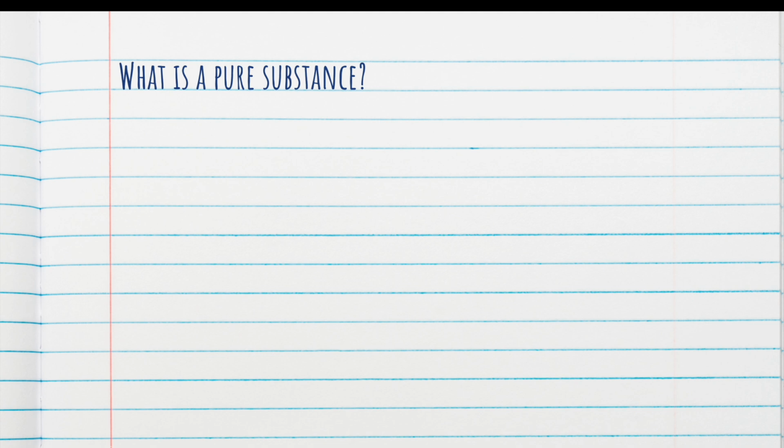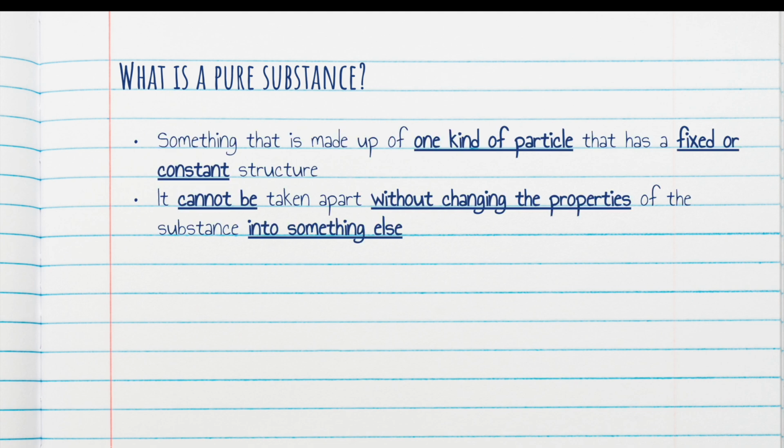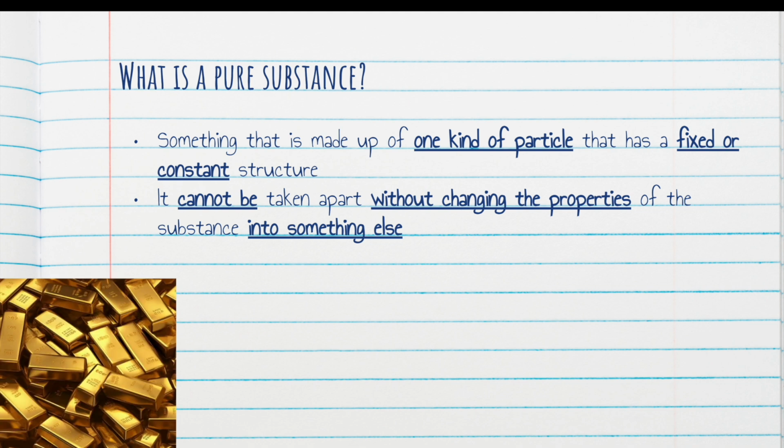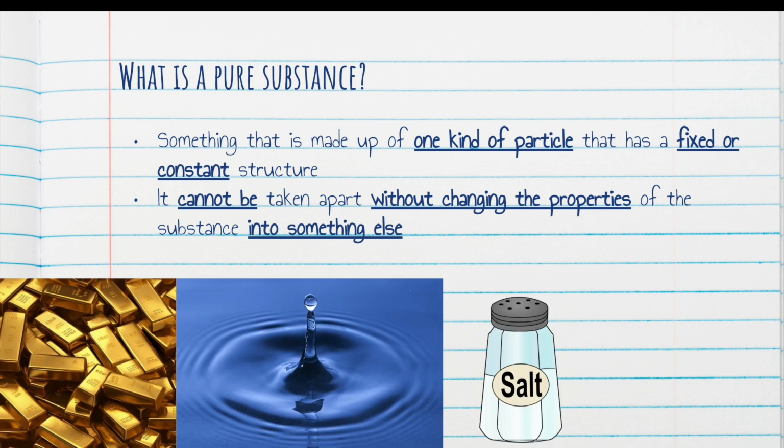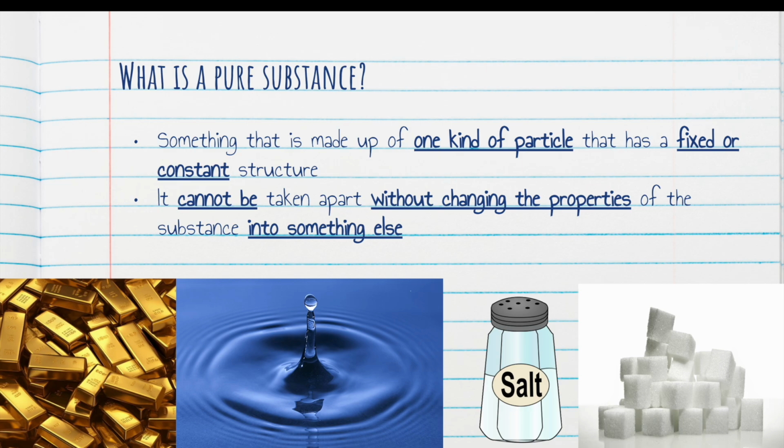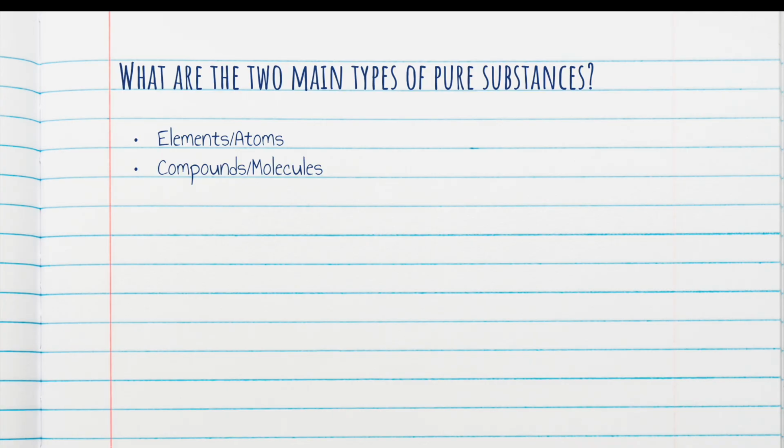You might be asking, what is a pure substance? A pure substance is something that is made up of one kind of particle that has a fixed or constant structure. It cannot be taken apart without changing the properties of the substance into something else. And examples of this include gold, water, salt, sugar, and so many more things. There are two main types of pure substances: elements/atoms and compounds/molecules.